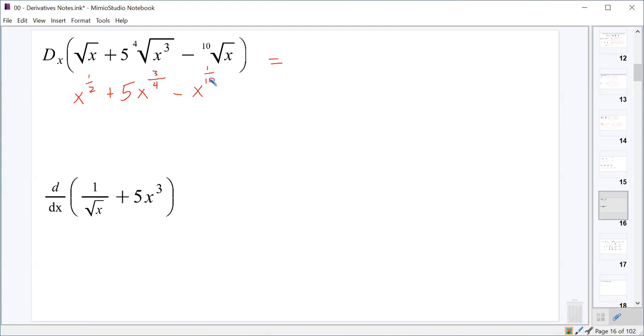So if we're looking for the derivative of that, we've got 1/2 x to the negative 1/2, or 1 over 2 root x if we're just memorizing that rule. 5 times 3/4 ought to be 15/4 x, and then 3/4 minus 1 is negative 1/4. And then minus 1/10 x, the 1/10 minus 1 would be negative 9/10.